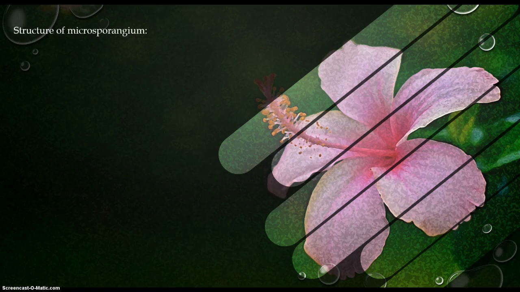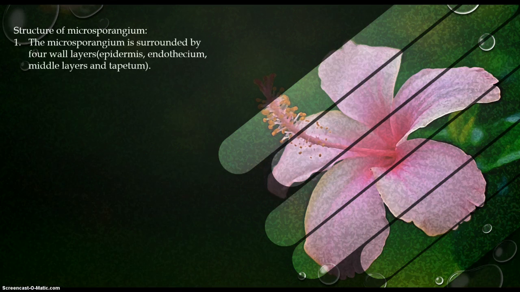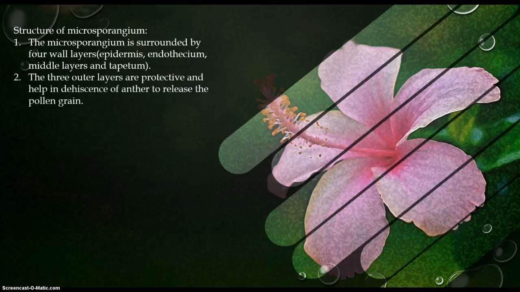Next we have the structure of the microsporangium, from where the pollen grains are formed. The microsporangium is surrounded by four walls. You have to remember this one very well. This is one of the hotspot areas for asking questions. It contains four walls: epidermis, endothecium, middle layers, and tapetum.